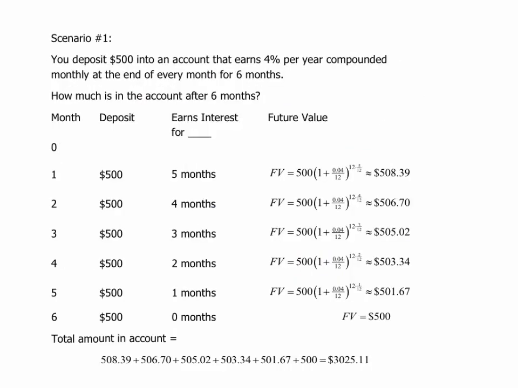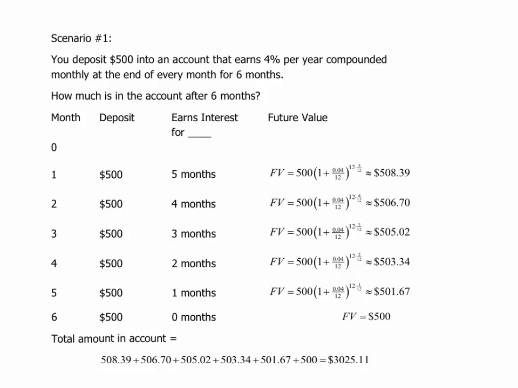Let's look at a scenario. We decide to deposit $500 into an account each month. The account earns 4% per year compounded monthly, and we're depositing money at the end of every month for 6 months. We want to know how much we have in the account after 6 months.